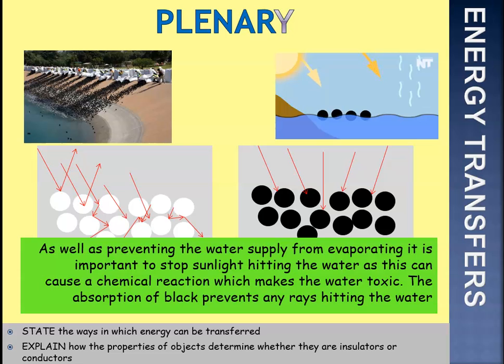If the water stays at a lower temperature, it won't evaporate, so we'll save water. The water won't move away. And it will also stop the sunlight making this chemical reaction which causes toxic water.